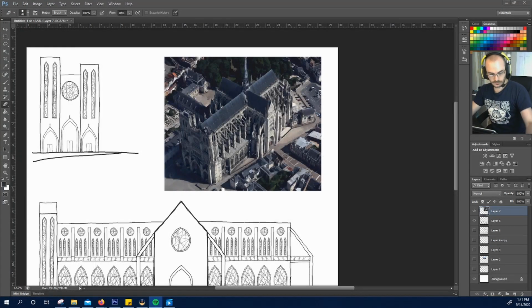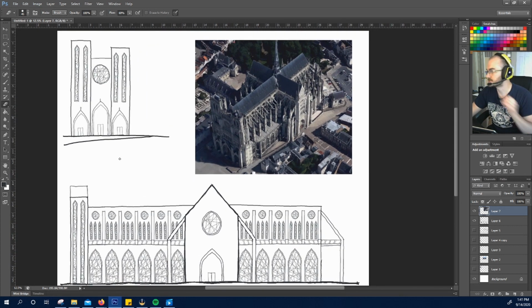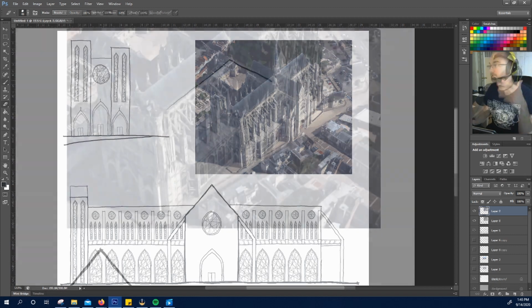All right guys, we've got two of the elevations looking good. Got to add some final touches here and there. Detail has been brought down to a minimum. Now all that we have left to do is the perspective.